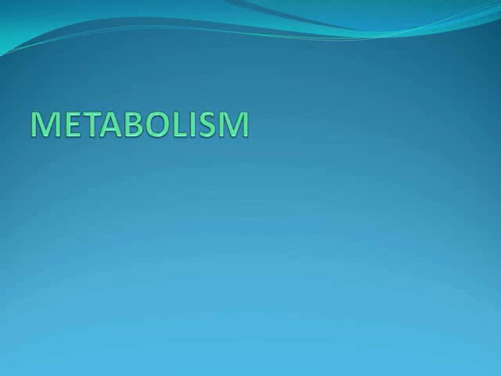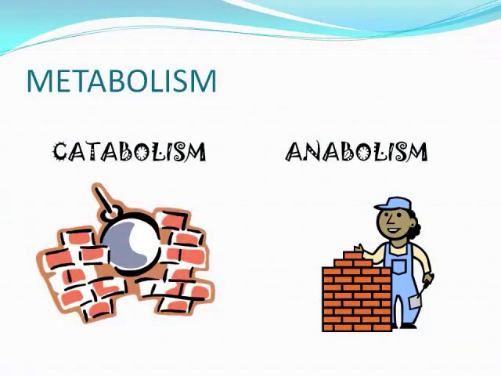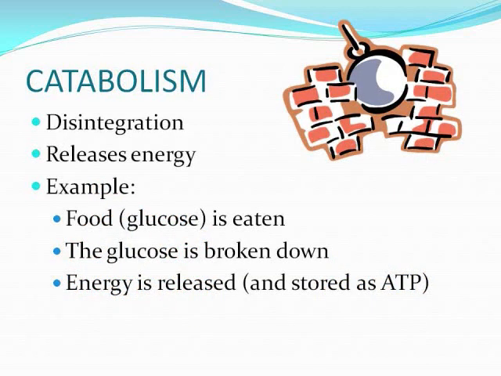Our next section has to do with metabolism. Metabolism is really a combination of two different processes, catabolism and anabolism. Now, catabolism is the disintegration or the breaking apart of complex molecules. And by doing that, energy is released. Okay, somebody eats food. That's a fairly complex molecule. It's broken down into glucose, and part of that process is the release of energy, which is then stored as ATP.